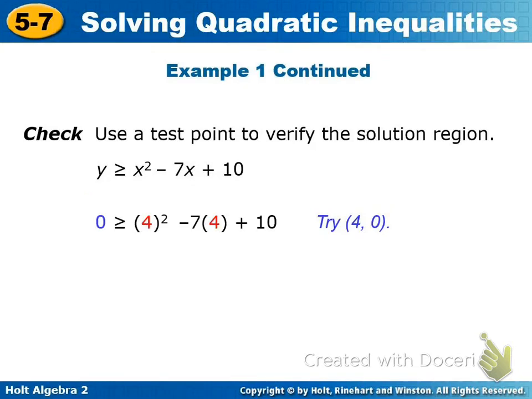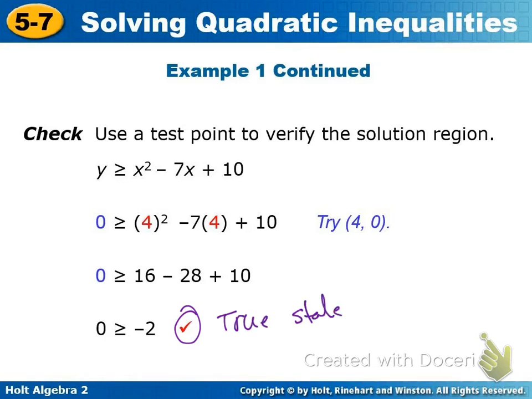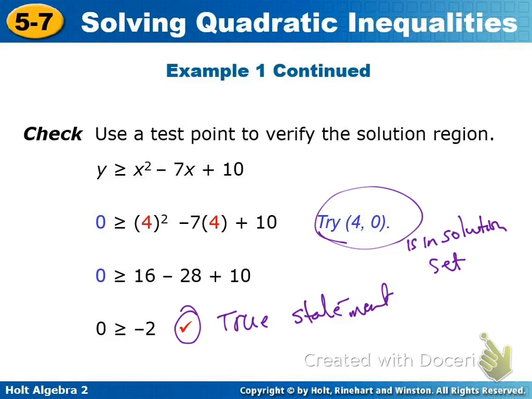And when we do that, we get 0 greater than our 4 squared of 16 minus our 7 times 4 of negative 28 plus 10. And then we end up with 0 greater than or equal to negative 2. You see here they have a check mark. Why is that check marked? Because this is a true statement. Therefore, we can conclude that (4, 0) is in the solution set. Therefore, we can conclude that our shading was correct. So we will always do a test point to make sure we have done our graph correctly.